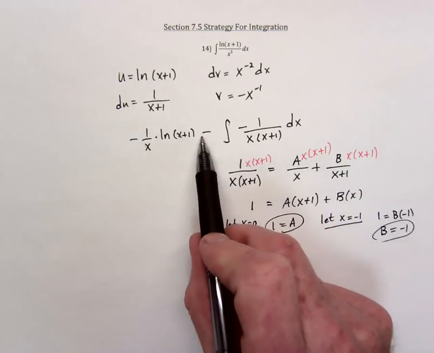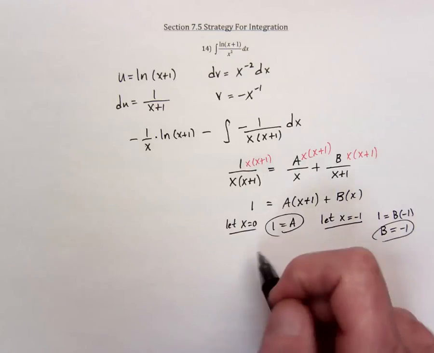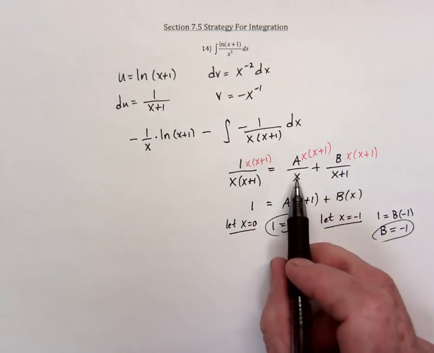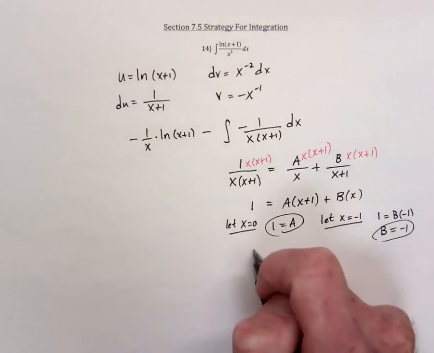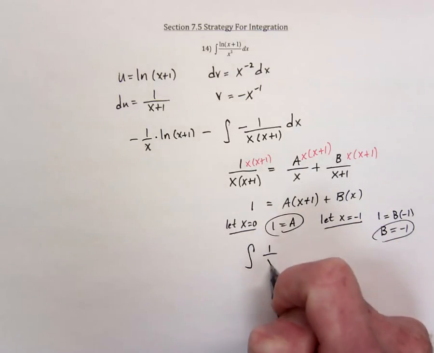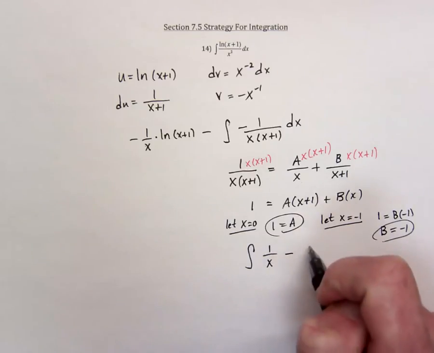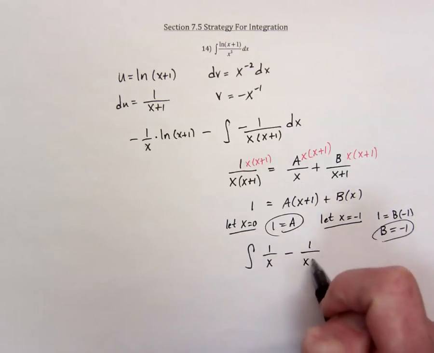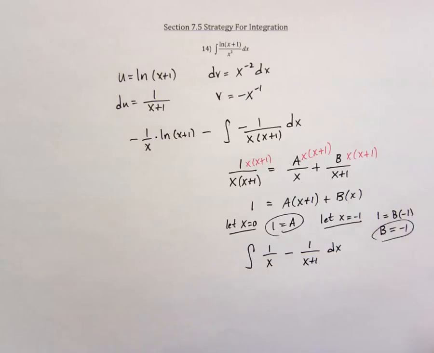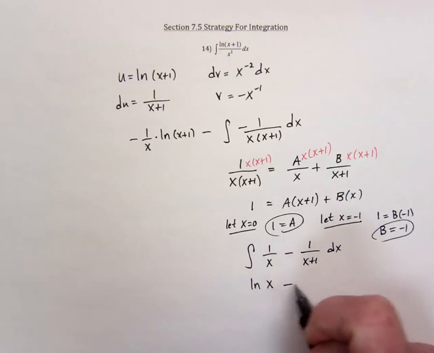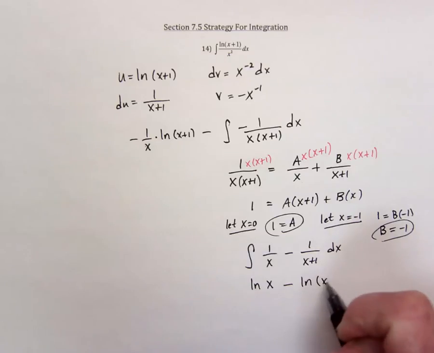This negative and this negative will make it a positive, so I just have to integrate, this means integrate a, which is 1 over x, so we need to integrate 1 over x. The b was negative 1, so minus 1 over x plus 1. And then it's going to be natural log and natural log. So we would have the natural log of x minus the natural log of x plus 1.